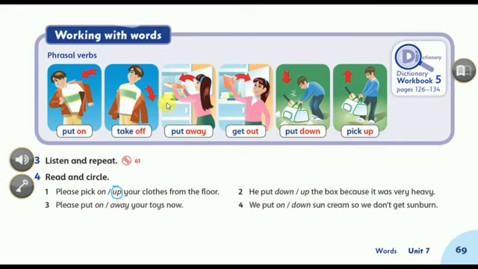In the third picture, we have a girl. This girl tries to put away her book. In the fourth picture, we have the same girl, and she is trying to get out her book. In the fifth picture, we have a man, and he is trying to put down his box. And in the last picture, we have the same man, and he's trying to pick up his box. So we learned that we use phrasal verbs in our daily life in most of our actions.